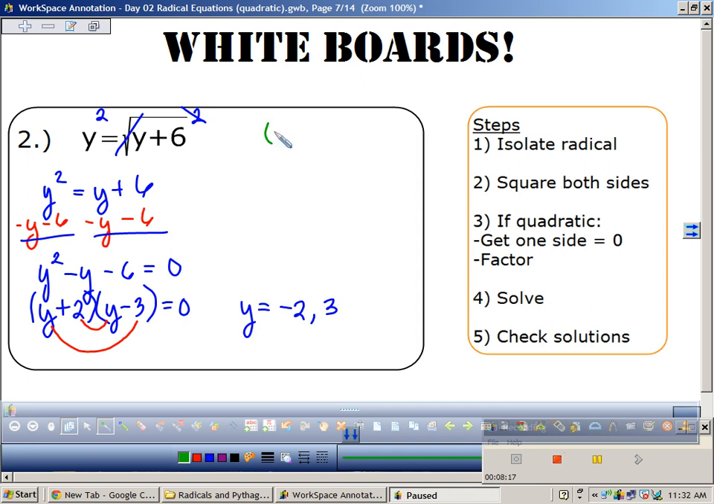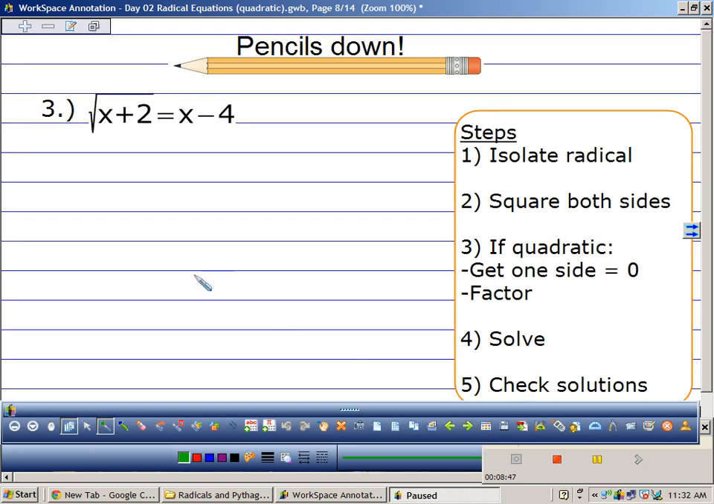Okay, so let's set y equal to 3. Three plus 6. Does 3 equal root 9? Yes. There's my solution. Okay? Everybody understand why we only have to check one of them if we pick the right one the first time? All right, fantastic. Pencils down.